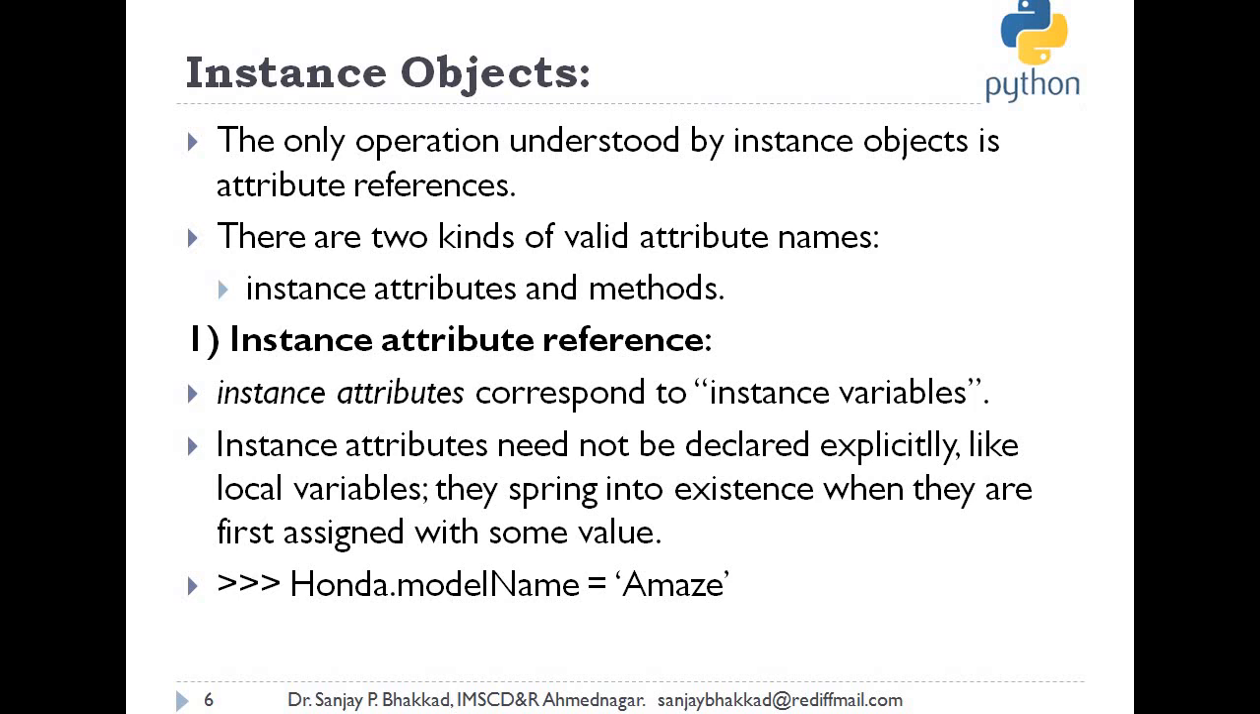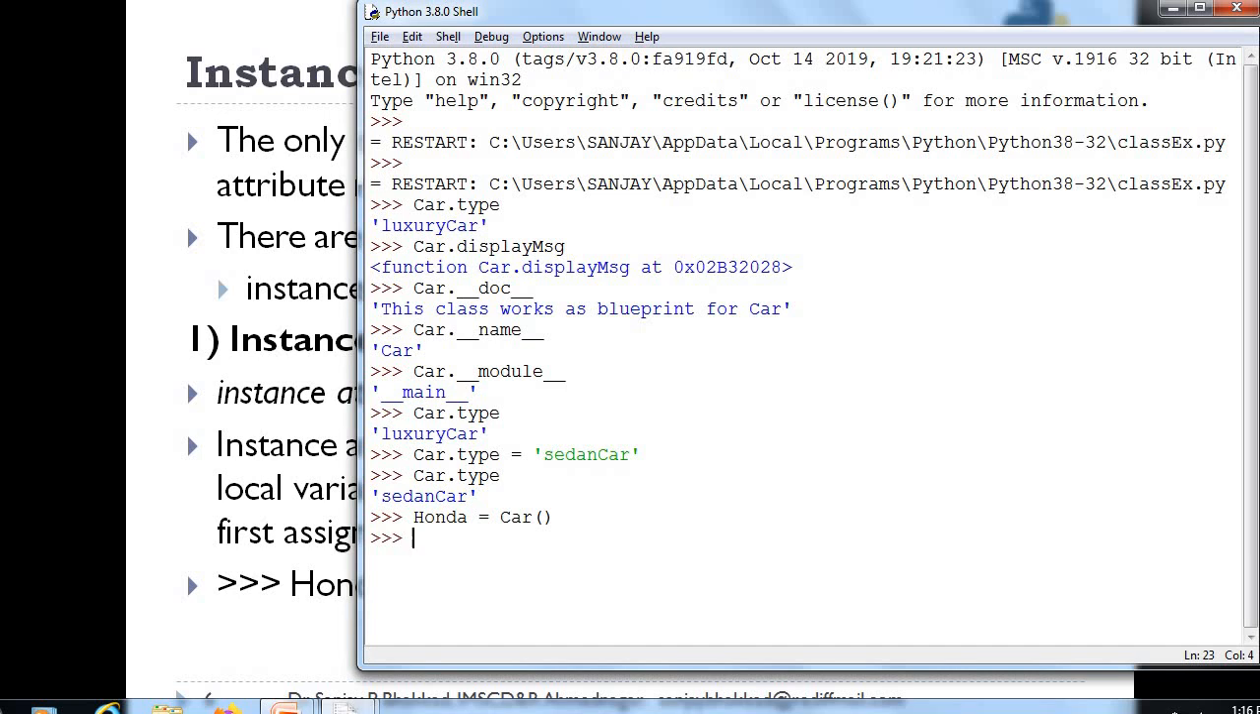We can directly create some instance attributes. Let us try. So I am going to create an instance variable or attribute for object Honda. So I say Honda dot model name, and let us assign it some model name. For example, Honda City, just a model name.